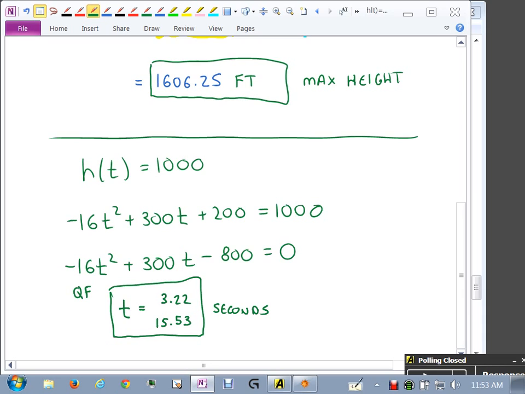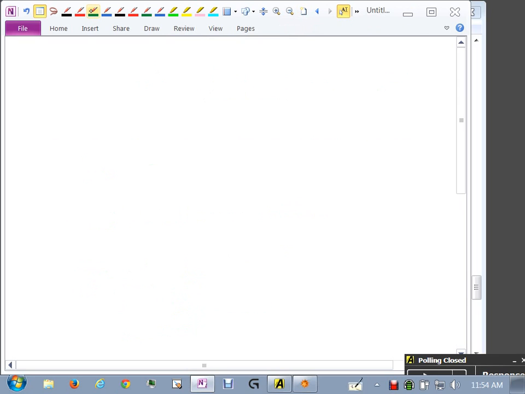The final question is, when does it hit the ground? So how am I going to determine when it hits the ground? Set the function equal to 0 this time. So this is the last part of this. You set the function equal to 0. Negative 16 t squared plus 300 t plus 200 must be 0. That's the ground. Right? You want your final height to be 0. When does it happen? So again, quadratic formula.